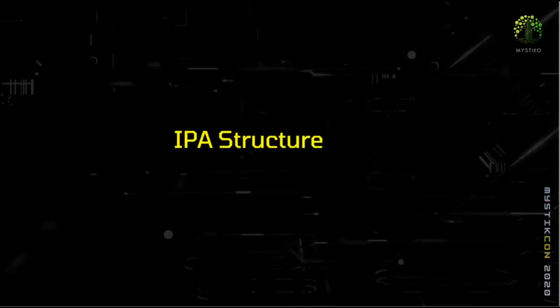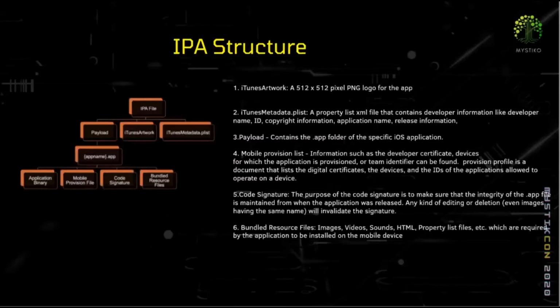Now we'll be discussing the IPA structure in detail, as to what is present inside the IPA files. As you can see, this diagram shows different components present inside the IPA file. It's basically a breakdown of the entire .ipa file. If you unzip it, you'll find these files present inside the actual IPA. Firstly, there's the iTunes artwork, which consists of the logo of the app.